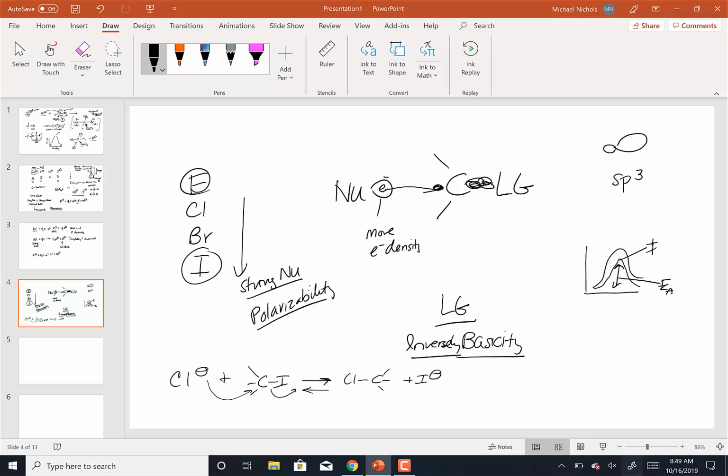So we usually avoid iodide. There are many reasons to avoid iodide in SN2 reactions. This is just one of them, the fact that it is the best leaving group as well as the strongest nucleophile.